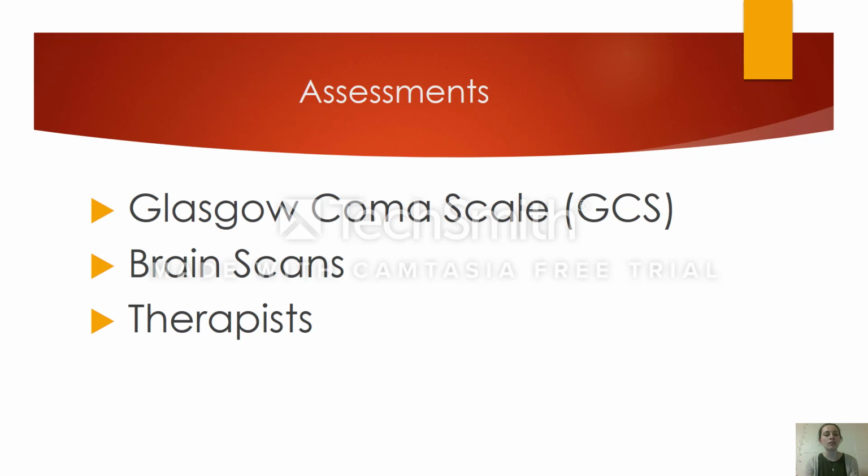So there are different ways that one can assess for or check for a TBI, and that is the Glasgow Coma Scale, or the GCS for short. And then there are also brain scans, which can be a follow-up assessment after using the GCS, and then using therapists to assess a TBI is also a good option.